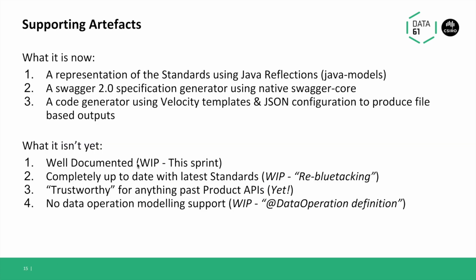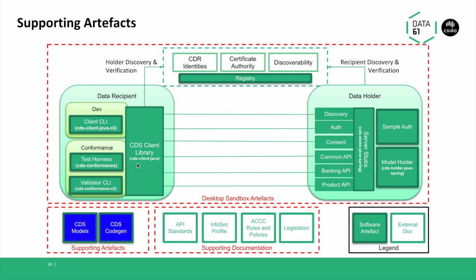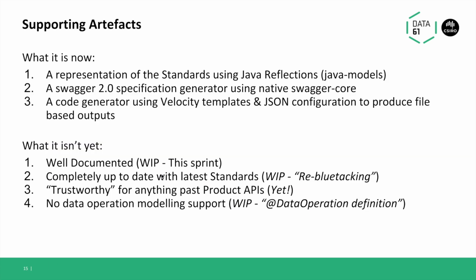Now, at the moment, we're just generating the client library and the client CLI, but we do intend to expand that out further over time. What we have right now is a representation of the standards in the Java reflections. It is also directly attached to Swagger Core, native Swagger Core, so we can generate a very rich Swagger 2.0 specification in native format. And also a code generator, as I mentioned, using velocity templates and a JSON configuration.